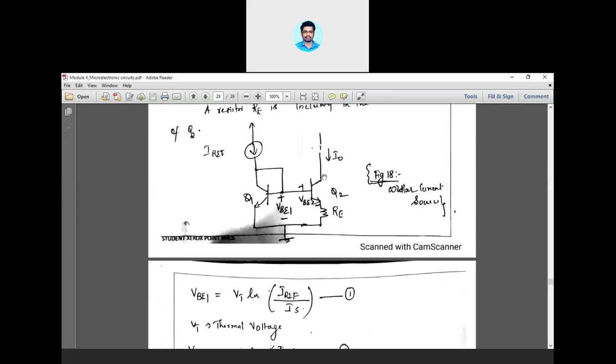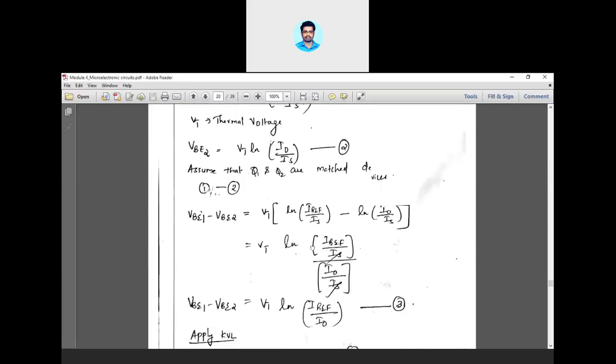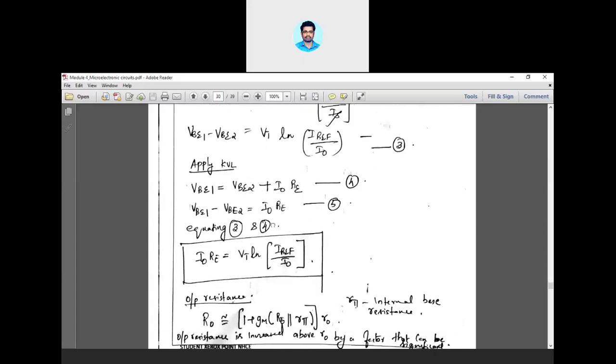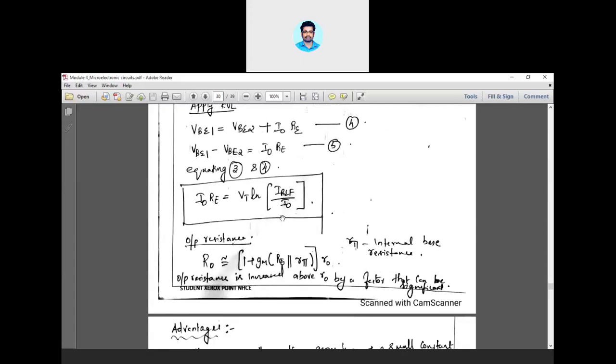Because you are taking the output from Q2, you will have an internal output resistance of this transistor Q2. So that is what is known as R0. r pi is the base internal resistance, or the input internal resistance. So here, if you note this equation, it is evident that the output resistance is increased above R0.